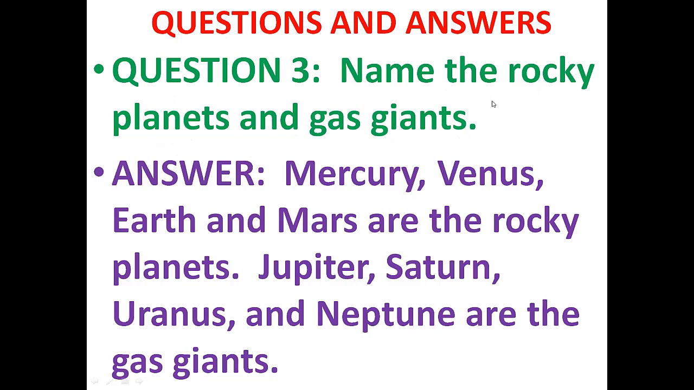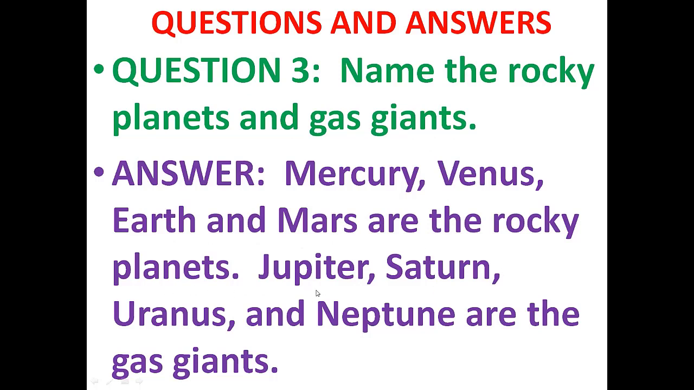As we have studied in our earlier sessions, there are total 8 planets. When we move away from the sun, the first 4 planets are rocky planets. They are Mercury, Venus, Earth and Mars. Mercury, Venus, Earth and Mars are the rocky planets.